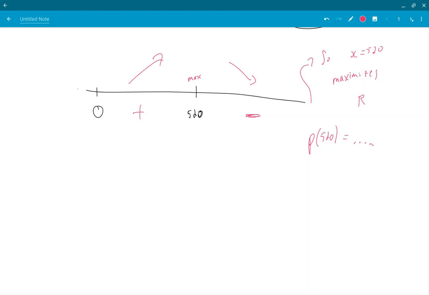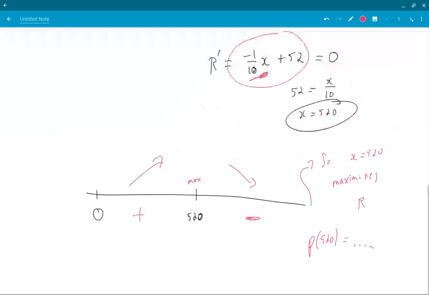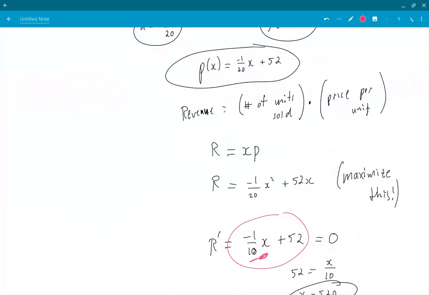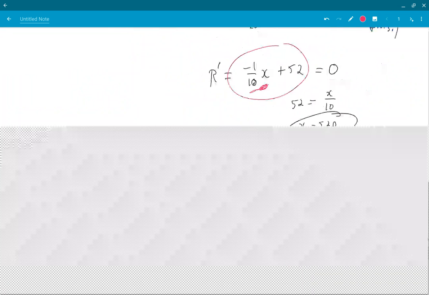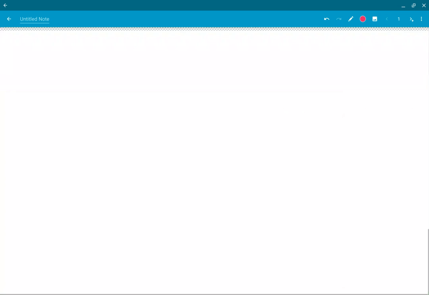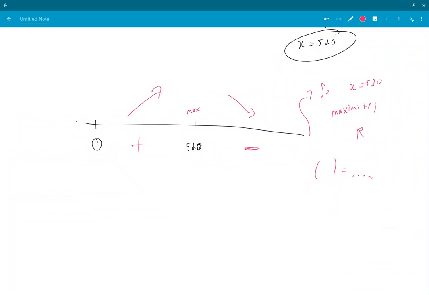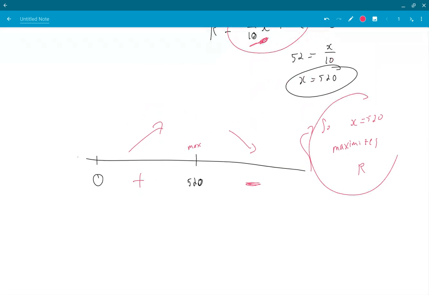I would use the P function that I found up here. But in this particular question, I am not being asked that, so I am done with this statement here.